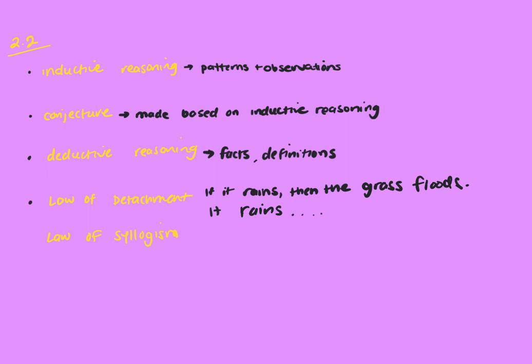Wait, what? So the law of detachment says there's an if-then statement, like if it rains, then the grass floods. And then the if occurs, so you make a conjecture based on that: the grass will flood. And then if it says it doesn't rain, you put the grass doesn't flood. Or almost. No, you can't. We don't want to. You want to go straight off of what the law says.